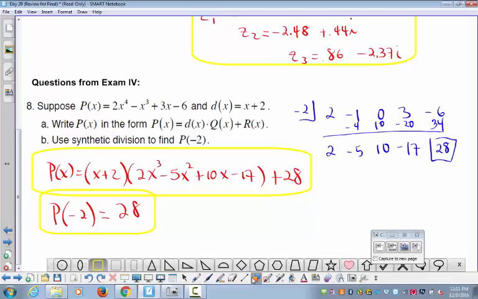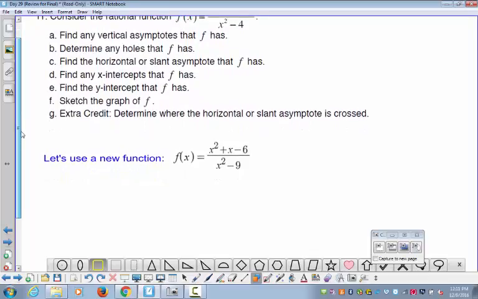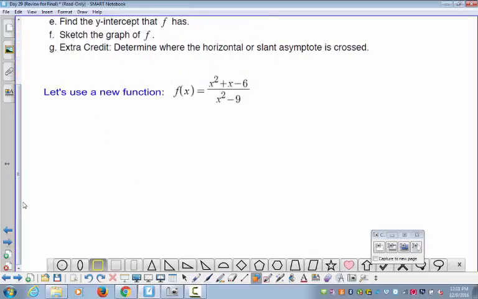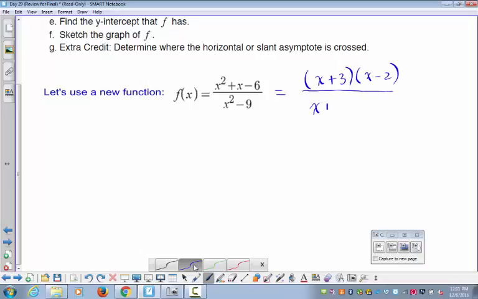That was a pretty straightforward one. Okay, let's do a harder one. So let's graph this rational function. We've got a rational function here, and I'm going to factor it. So there's our rational function.